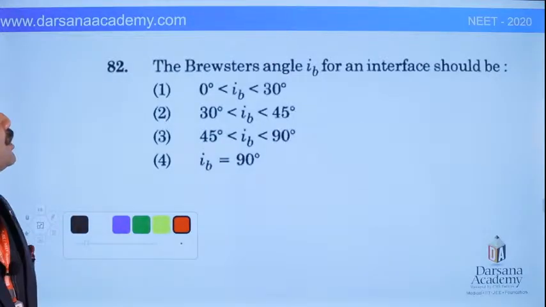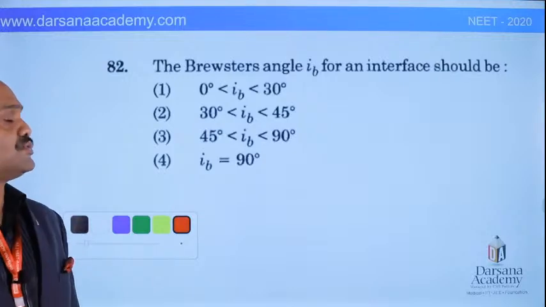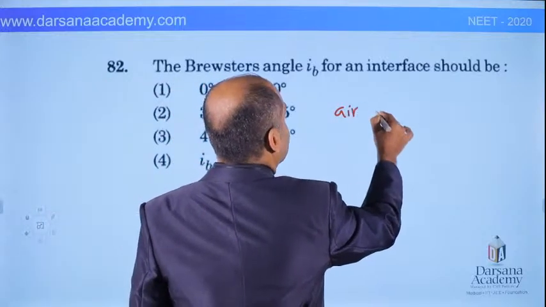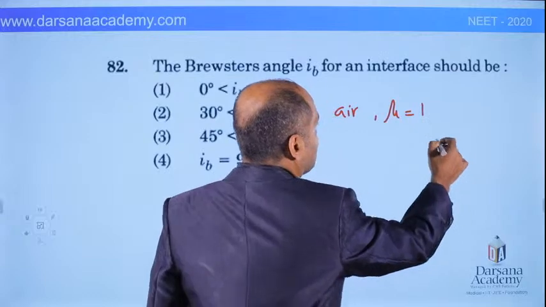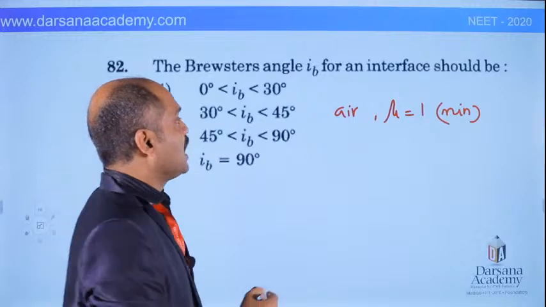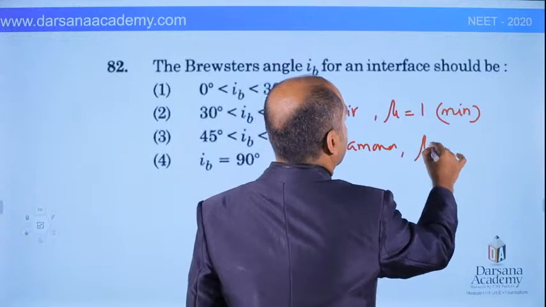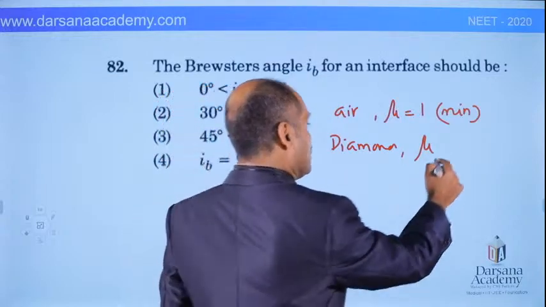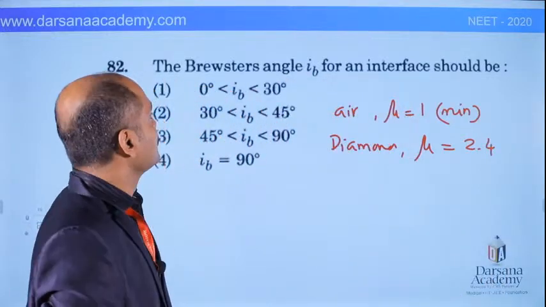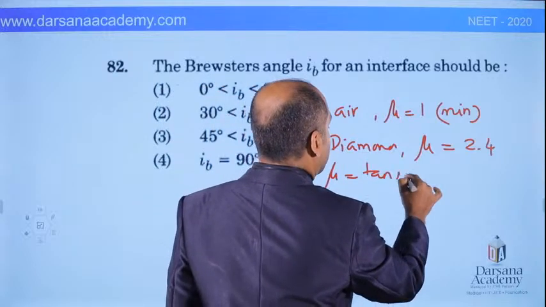Moving to the next one, 82nd question. The Brewster's angle iB of the interface: what are the possible values we can take? You know that for air, the refractive index mu is equal to 1, so that's the minimum value. And for diamond, which has a comparatively higher refractive index, the maximum will be around 2.4.